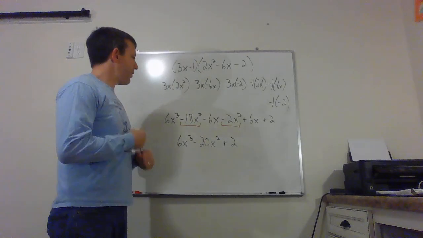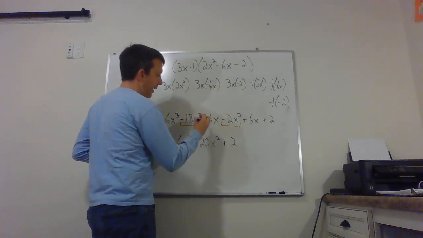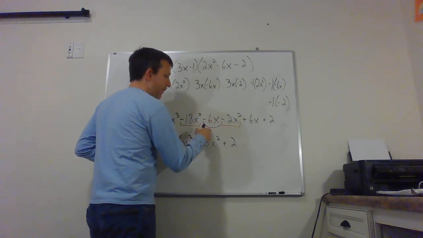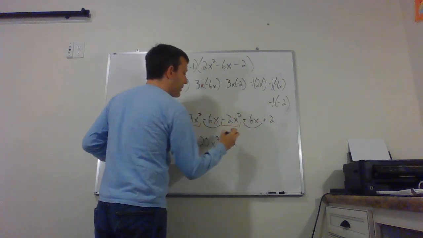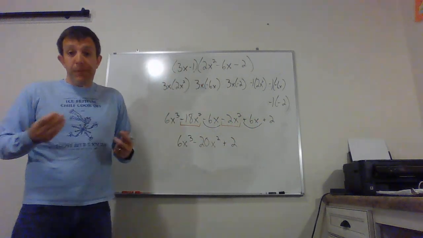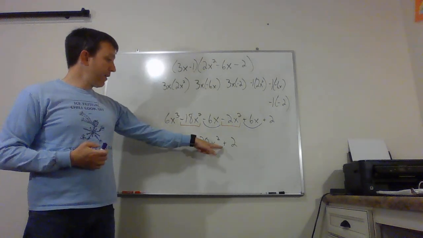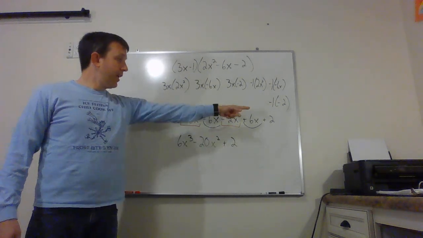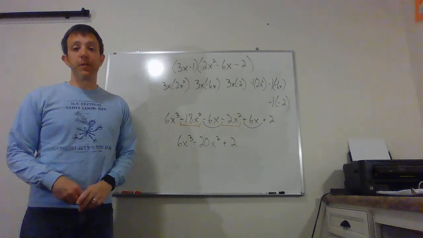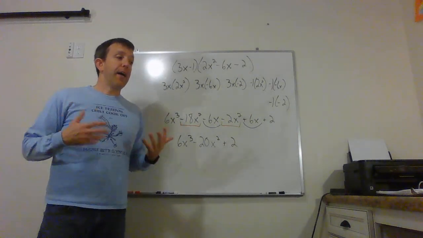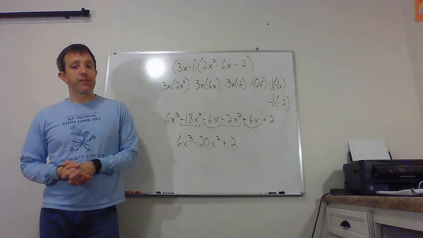And then the other set of like terms I have actually end up being really nice. We have a negative 6x and a plus 6x. Those are opposites, which means they just go away. So you'll notice I don't have any just plain x's down here. And then I bring down 2 because it's my only remaining like term. And that is multiplying polynomials.